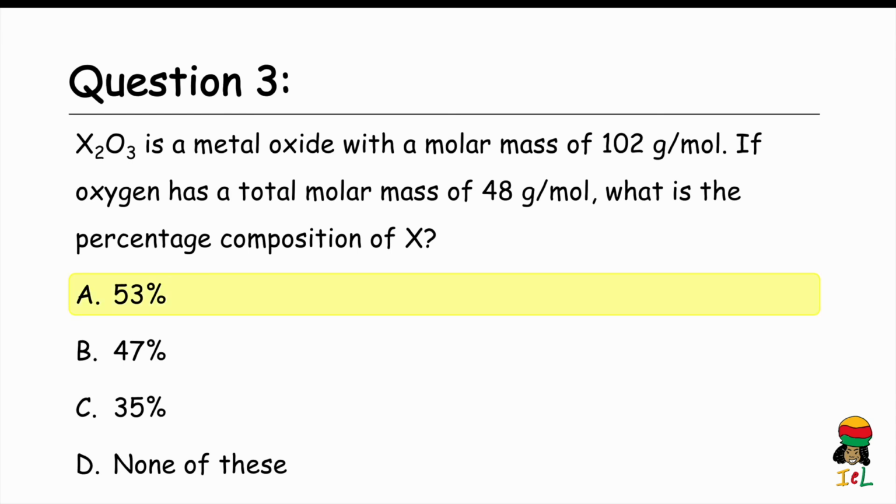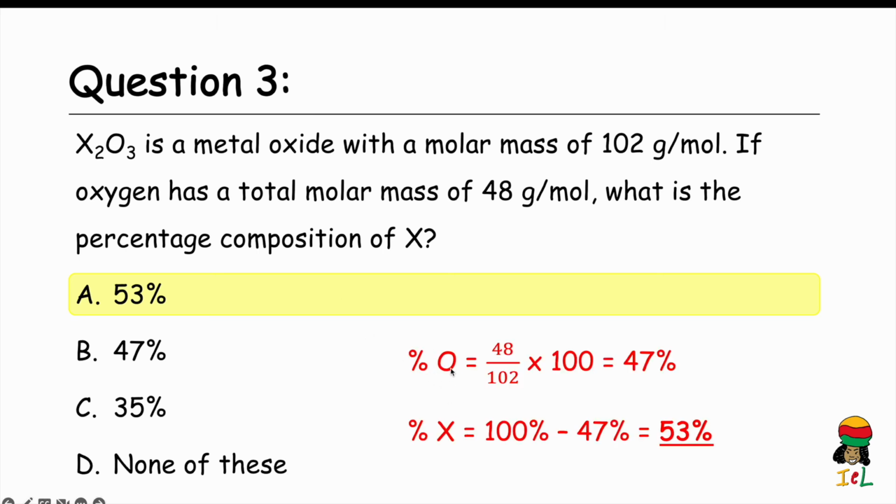The answer is A, 53%. We arrive at this answer using the following solution. First we find the percentage of oxygen, where 48 grams per mole is divided by 102 grams per mole. We don't have the units because they cancel each other, and multiply that by 100 to give 47%. So now we know that of the entire compound, the 3 oxygen atoms have a total composition of 47%. Therefore, to find the percentage of X, we subtract the total percentage composition of oxygen from 100%, and we end up with 53%.